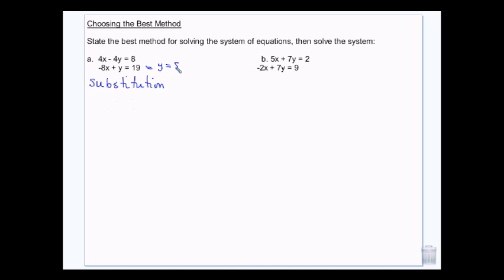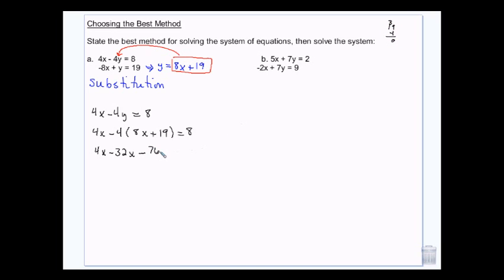I'm going to turn this into y equals 8x plus 19. I picked up that 8x and I put it to the other side, so now it's positive. I'm going to take this 8x plus 19 and I'm going to substitute it in for that y right there. So I'll get 4x minus 4 times 8x plus 19 equals 8. So 4x minus 32x minus 76 equals 8. So negative 28x minus 76 equals 8, plus 76. And I get negative 28x is equal to 84.